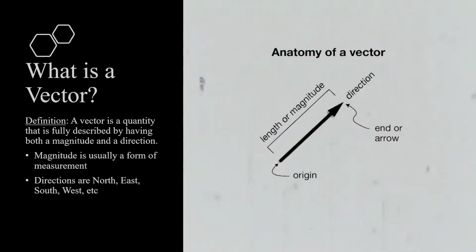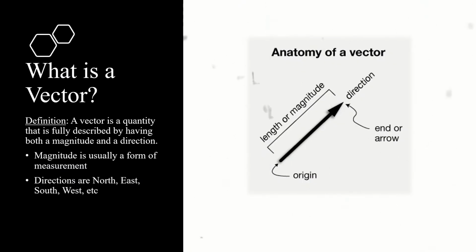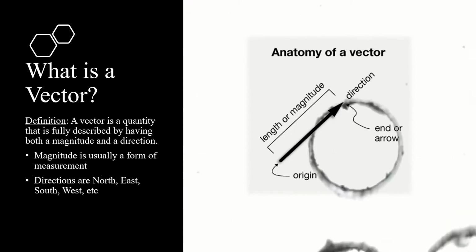Look here. We can start off with what is a vector. Well, by definition, a vector is a quantity that is fully described by having a magnitude and a direction. Magnitude is usually a form of measurement, so you can think centimeters, meters. Then directions can be north, east, south, west, etc. Essentially, you can think of a vector as an arrow.